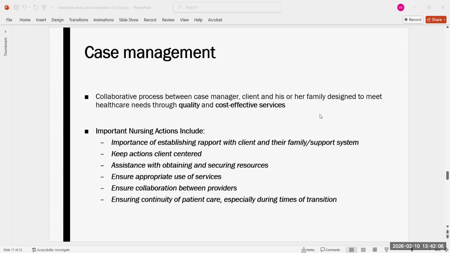Case management. So this is a care coordinator case management. It's going to be a collaborative process, and there can be improvement when you're looking at incorporating case management. It can help to meet the needs of your client and through quality and cost-effective services.